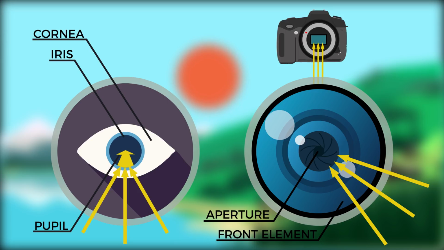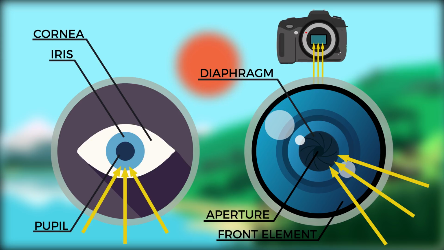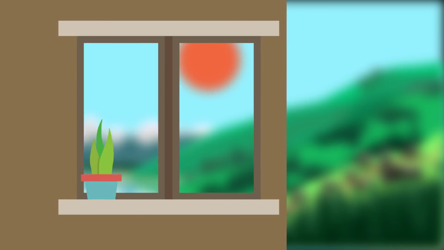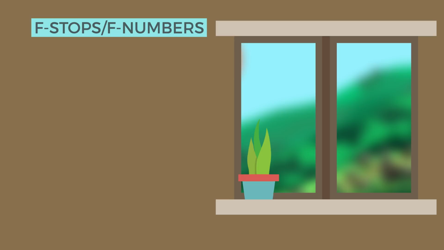The larger the aperture of the lens, the more light enters the camera. The iris of the lens controls the size of the aperture and is called the diaphragm. The diaphragm's function is to block all light with the exception of the light that goes through the aperture. In photography, aperture is expressed in f numbers, also known as f-stops. F-stops are a way of describing how open or closed the aperture is.